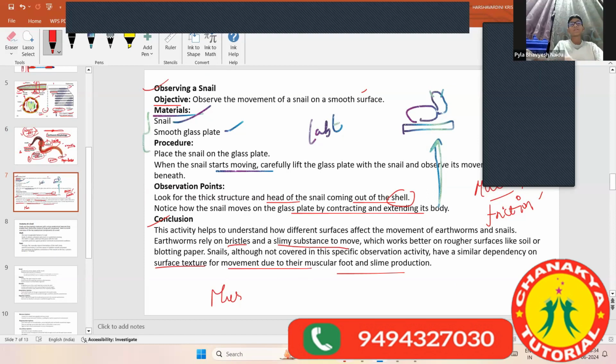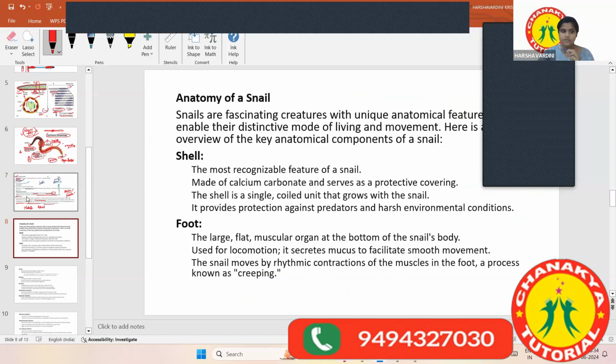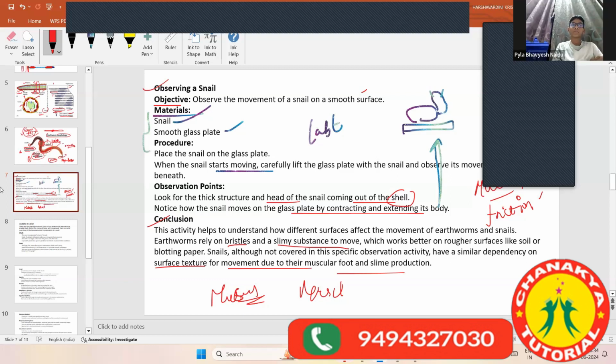There's a muscular body beneath. Yes, correct, exactly. It's a muscular body, right? So its muscular body is helping the snail to move. We will talk in detail about the anatomy of the snail, but for now I'm telling you the muscular body is the locomotory organ for the snail. And what is the role of mucus? The role of mucus is to reduce friction when the snail is going.